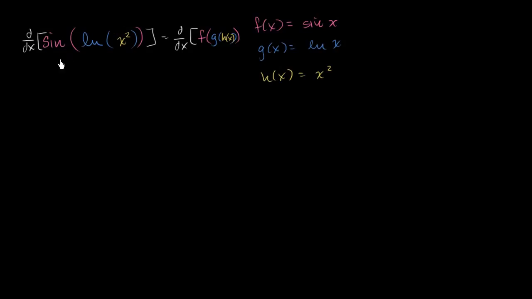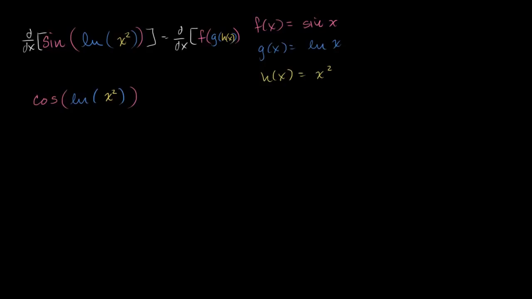So the way I would think about this, if I were doing this in my head, is the derivative of this outer function f with respect to the level of composition directly below it. So the derivative of sine of x is cosine of x. But instead of it being cosine of x, it's going to be cosine of whatever was inside of here. So it's going to be cosine of natural log of x squared.